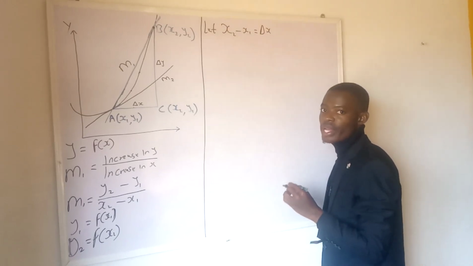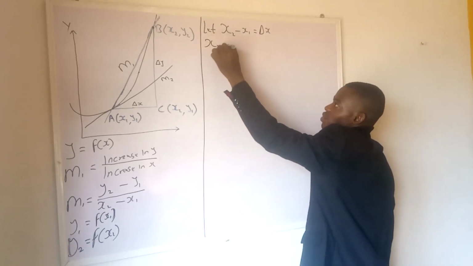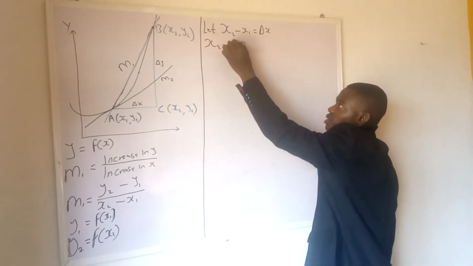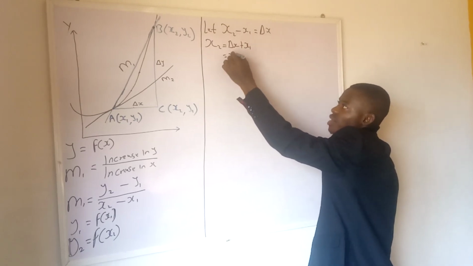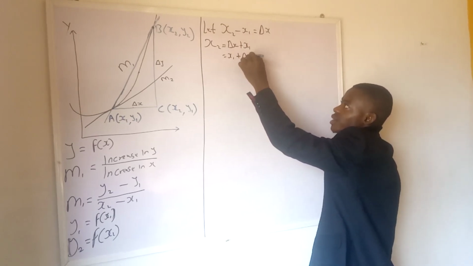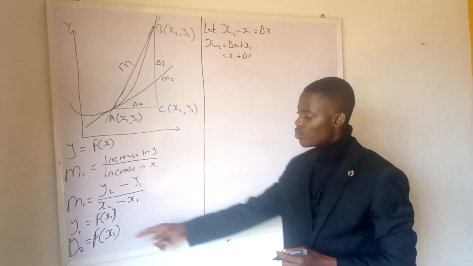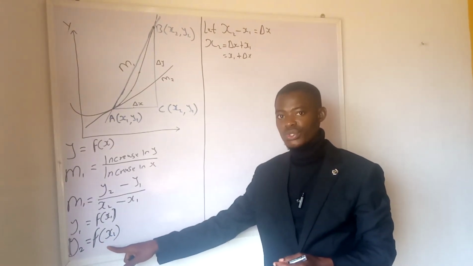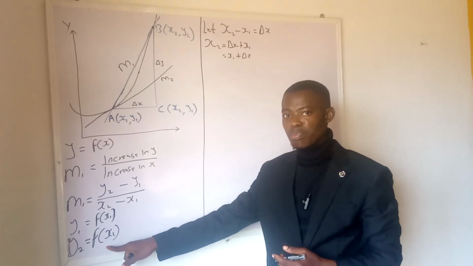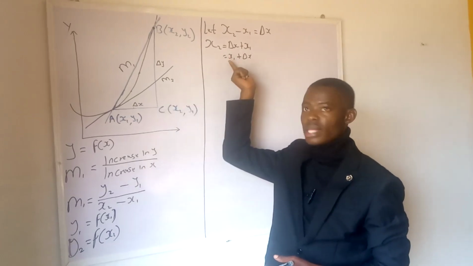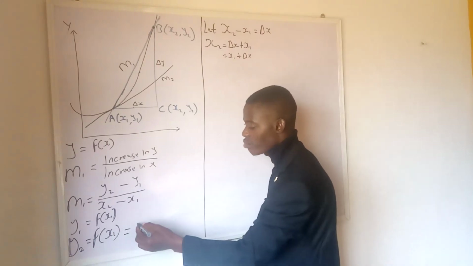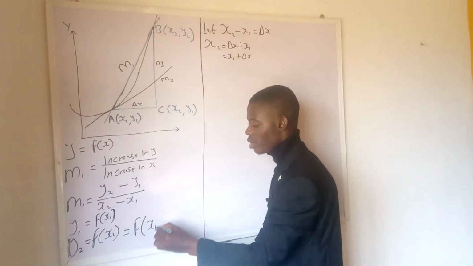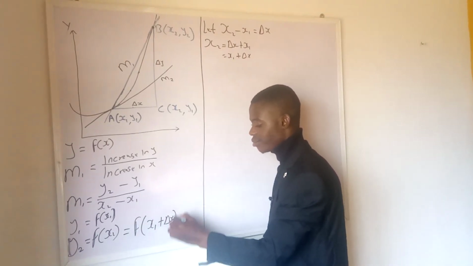Now solving for x2, we clearly have x2 equal to delta x plus x1, which can be rearranged as x1 plus delta x. Now since y2 is equal to f of x2, what I would like to do is to replace x2 with x1 plus delta x. And therefore, y2 becomes f of x1 plus delta x.